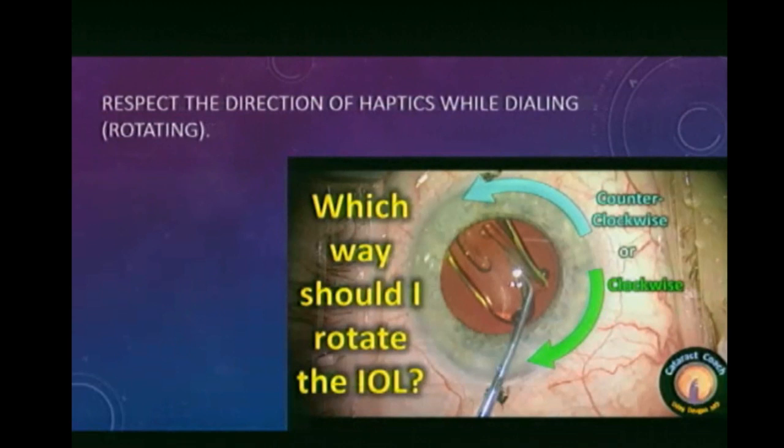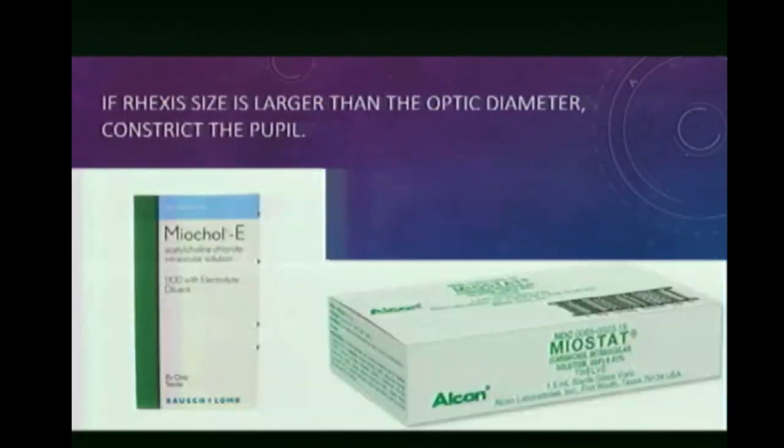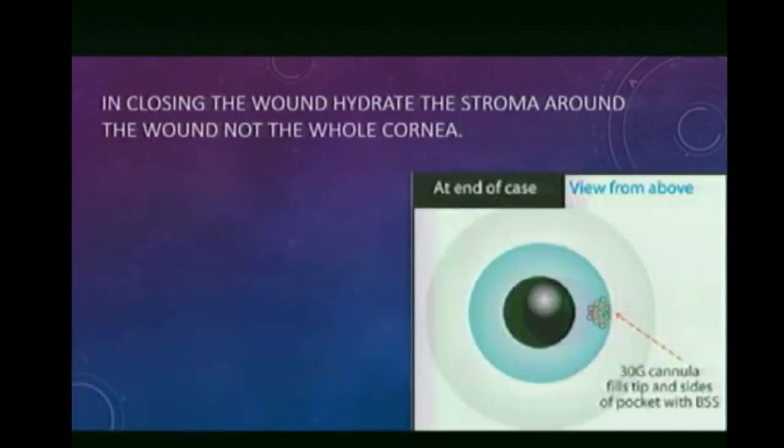If you put the IOL inside the eye, you should always respect the direction of the haptic. So you should dial it in the correct way. The correct way is the green or blue? The green, it should be the green. Of course, if the optic size is smaller than the capsulorhexis size, it is better to use a constricting medicine like Miochol or Miostat, carbachol, whatever.